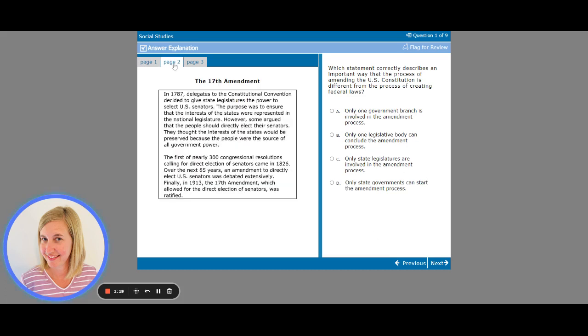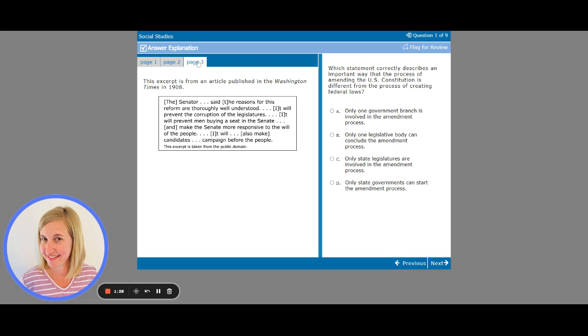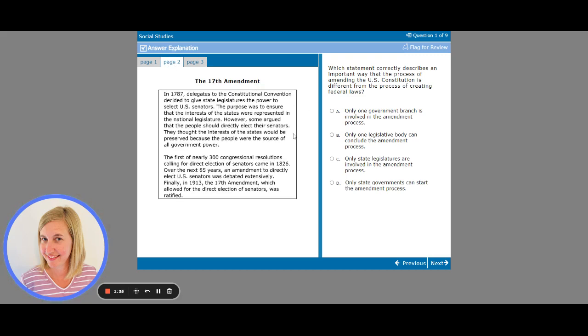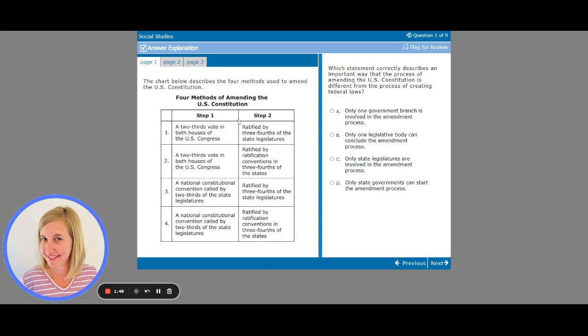I'm going to peek at page 2 and page 3 to see if there's any info that I might need. And I kind of notice, page 3 here is some reasons that they are going through reform. Page 2 is kind of just a summary of how the 17th Amendment came to pass in the history of it. So, page 1 is all we need at this point for this question. Let's look at the answer choices.